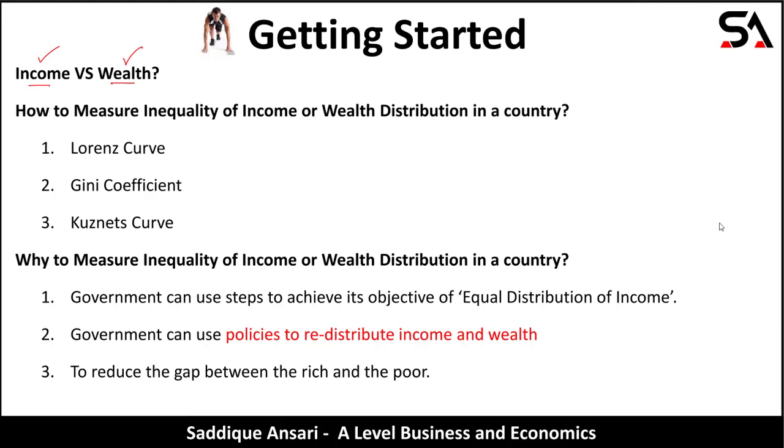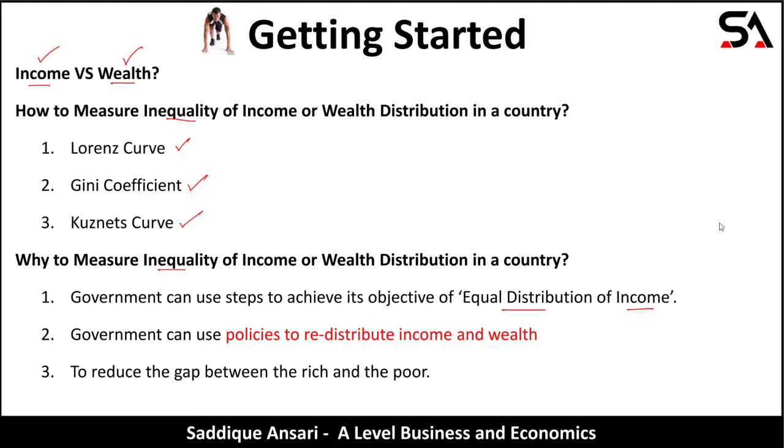One of the government objectives is equal distribution of income and wealth. If government wants to decrease income inequality, first of all, government has to measure income inequality. How can government measure inequality in the distribution of income or wealth in a country? There are three methods. Number one is Lorenz Curve. Number two is Gini Coefficient. And number three is Kuznets Curve.